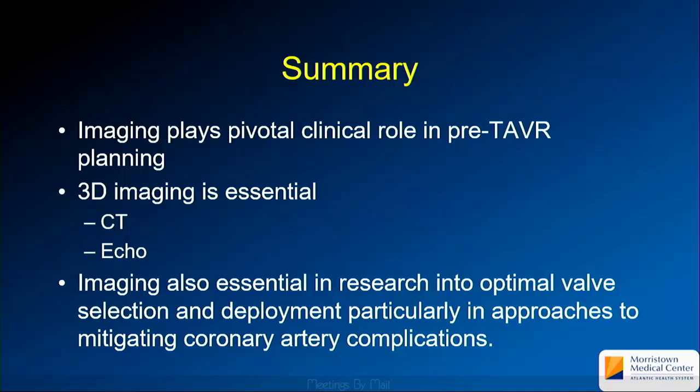In summary, I think it's important to know, if you don't already, that imaging plays a pivotal clinical role in pre-TAVR planning. 3D imaging is essential. CT is the workhorse; echo, TEE, 3D can be a useful backup in some patients. But also important to know that imaging is essential in research into optimal valve selection and deployment, particularly in approaches to mitigating coronary artery complications. So for all of you here who are imagers, it's important that you refine your tools, particularly in this area of sinus sequestration.